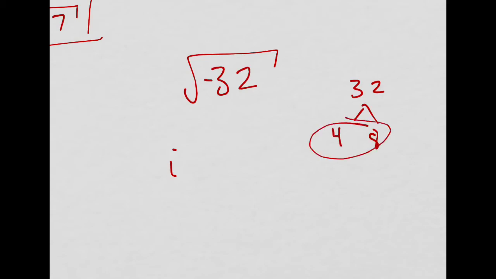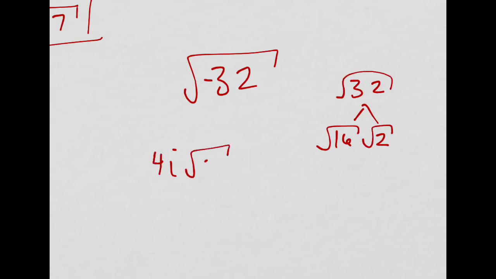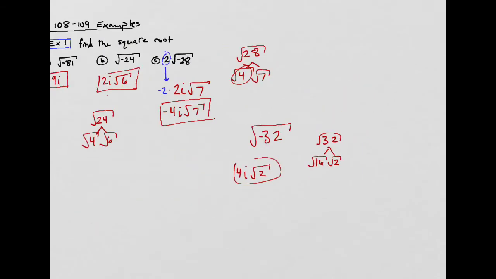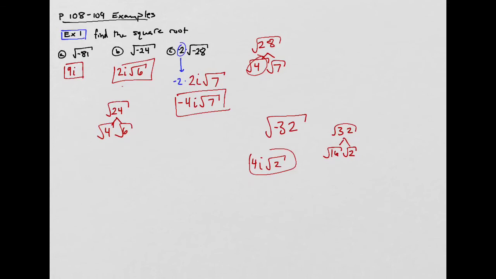But I can do better than this. I can actually do better. I can have 16 times 2, because this is a perfect square, and the 2 isn't. So that would be actually 4 times the square root of 2. And there you go. That's it. Let's move on.